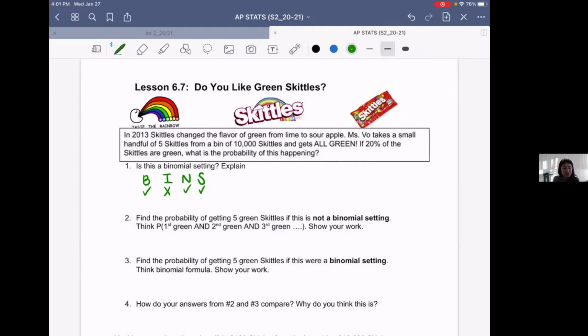Part 2 is to find the probability of getting 5 green Skittles if this is not a binomial setting. So if it's not a binomial setting, which we had indicated in this whole idea of independence. Part 3 is find the probability of getting 5 green Skittles if it were a binomial setting. Think about the binomial formula here. In a sense, use the binomial formula and show your work. In part 4, we're going to compare our two answers from part 2 and part 3 and then see what happens. I'm going to allow you guys to do this, and then you guys are going to see the answer in a second.